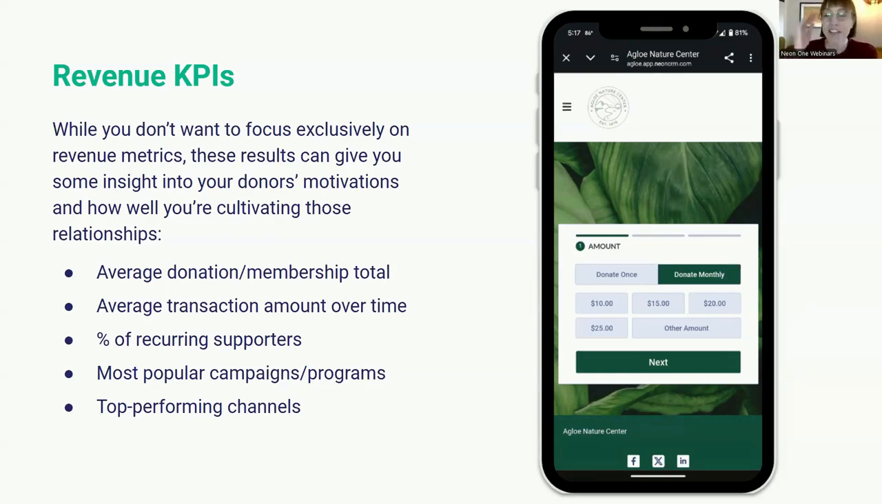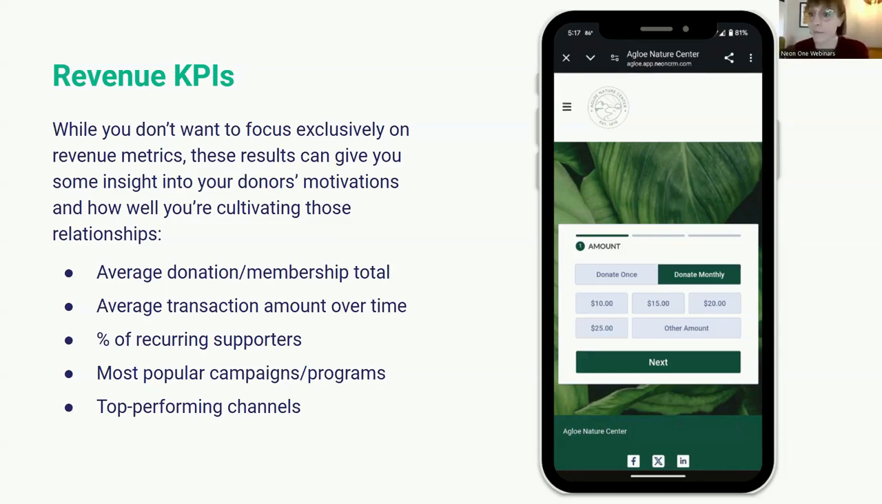Scott. So while I don't want you to focus exclusively on revenue, we are all smart people. We know that we have to measure this. This is important. So some common metrics you might want to include, and I'm curious which ones you're measuring, which of these you're tracking. You may want to keep an eye on things like your average donation or your average membership tier. You can keep an eye on this trend over time.